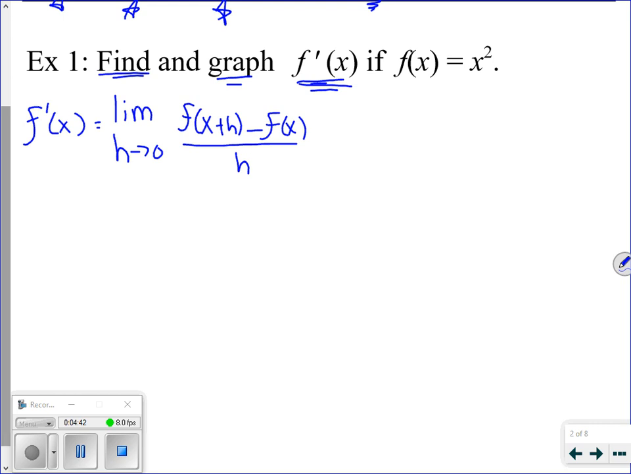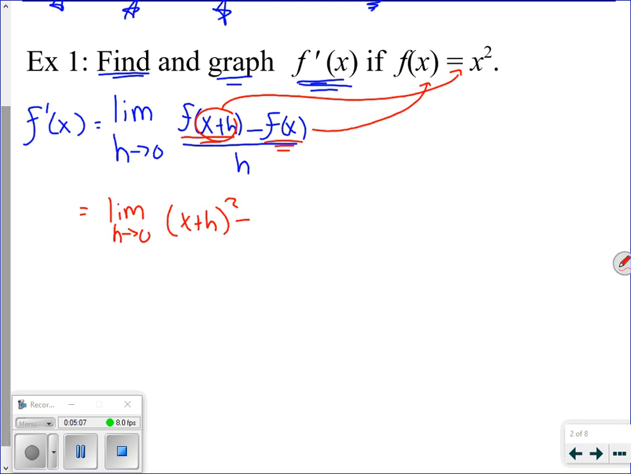Now, let's just quickly solve this because we mostly learned this yesterday. This is equal to the limit as h approaches 0. F of x plus h is when we plug x plus h into my f of x equation. So that's going to be, instead of x squared, it's going to be x plus h squared. And then minus f of x, that's just the same thing as x squared. So minus x squared over h.